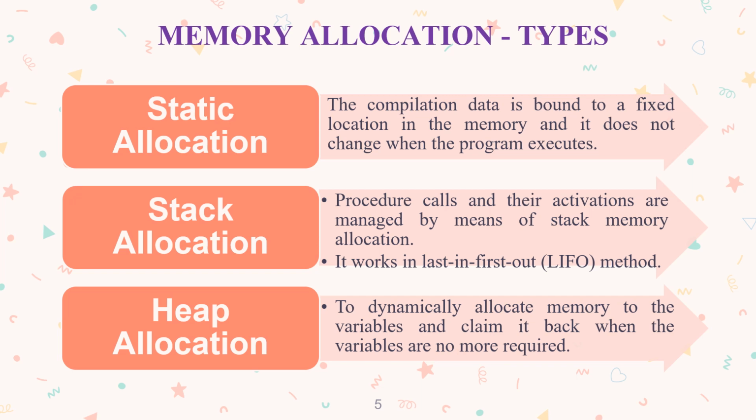In stack allocation, procedure calls and their activations are managed by means of stack memory allocation. It works in last in, first out method. The stack is addressed by stack pointers which are manipulated by machine instructions. The next method is heap allocation, which dynamically allocates memory storage and claims it back when the variables are no longer requested. Variables are allocated and deallocated only at runtime.